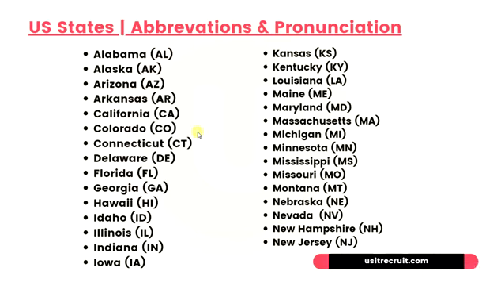For example, the first state is called Alabama, AL, Alaska, AK, Arizona, AZ, Arkansas, AR, California, CA, Colorado, CO, Connecticut, CT, Delaware, DE, Florida, FL, Georgia, GA, Hawaii, HI, Idaho, ID, Illinois, IL, Indiana, IN, Iowa, IA, and Kansas, KS, Kentucky, KY, Louisiana, LA, Maine, ME, Maryland, MD, Massachusetts, MA, Michigan, MI.